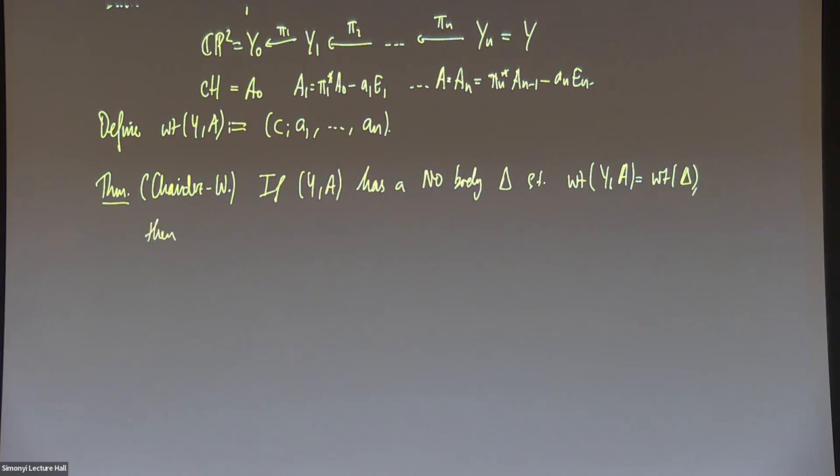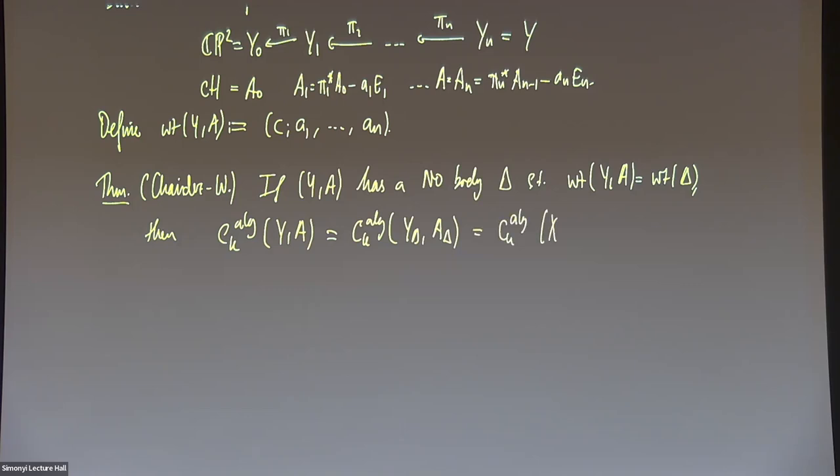Then the algebraic capacities of my very non-toric thing Y_A equal the algebraic capacities of the toric surface whose moment polytope is delta. And moreover, this equals, by the theorem before, the ECH capacities of the convex toric domain X_delta. Okay.